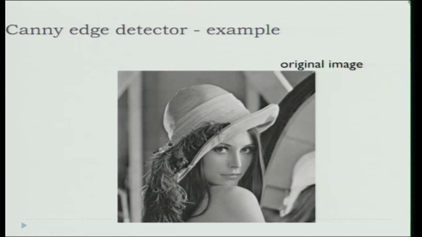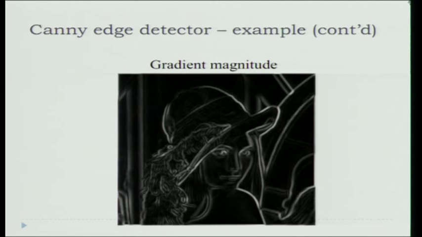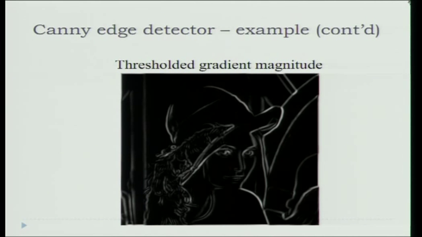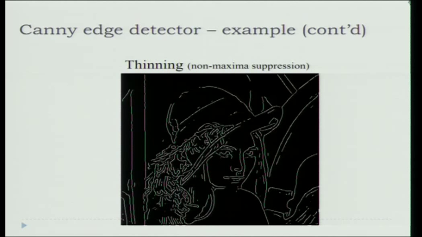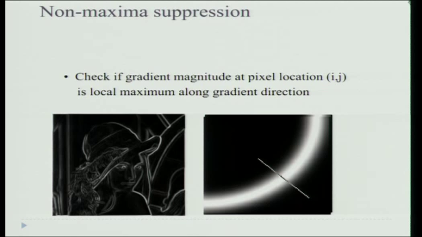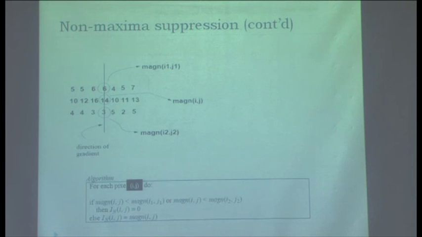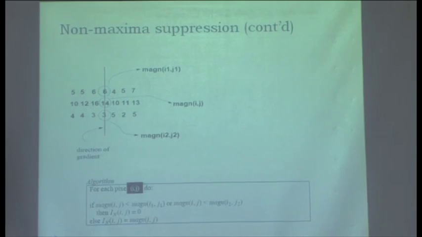So, this is an original image, this is a gradient magnitude. Now, if we put some threshold, then the image looks like this, and then the non-maximum suppression. Here the direction vector has to be taken into account for seeing the local maxima. So, this is an example. Suppose that your direction is this way.